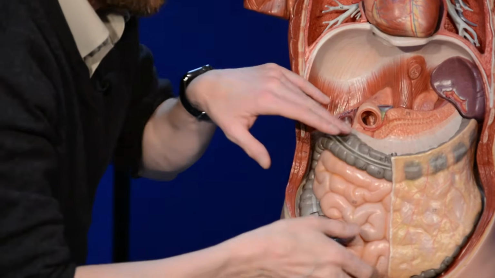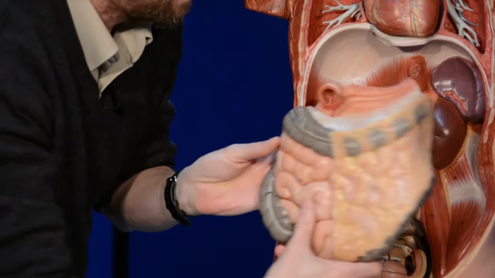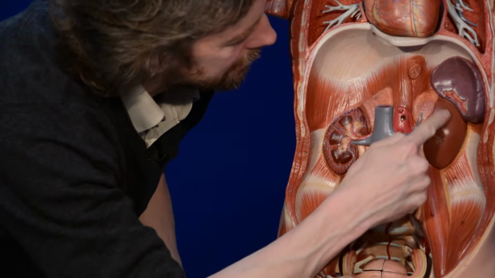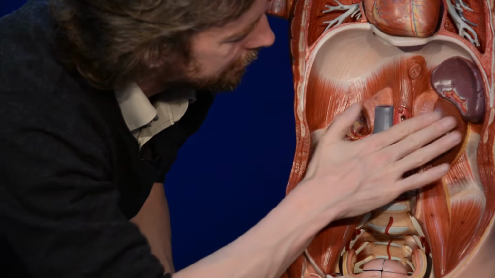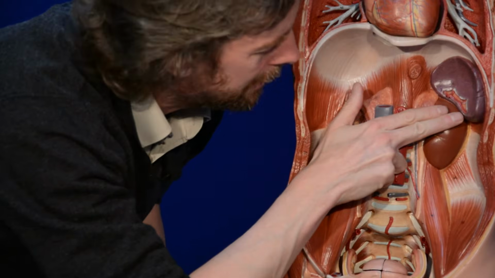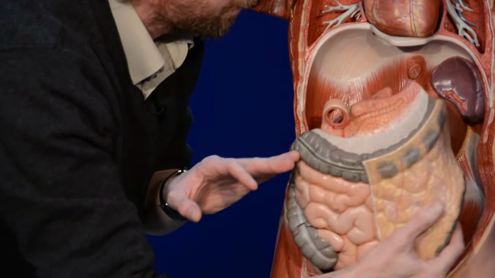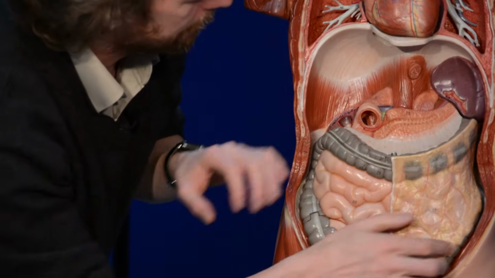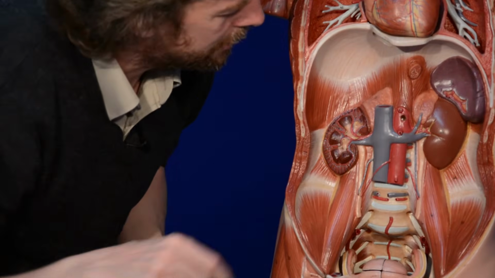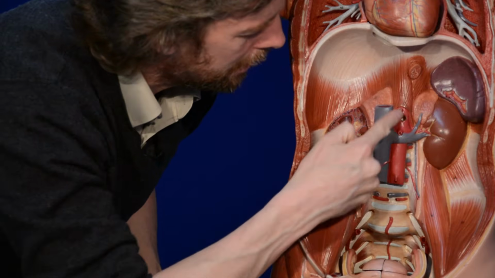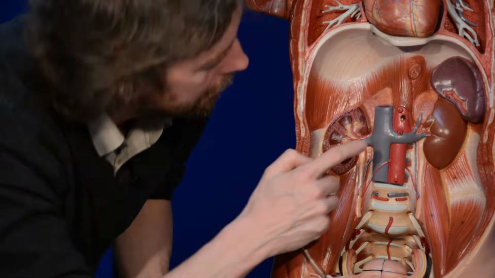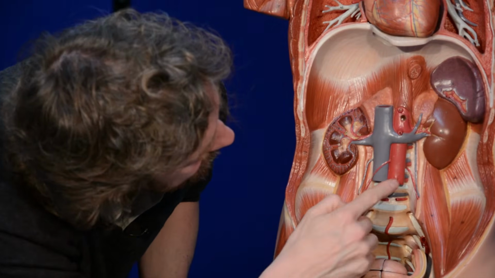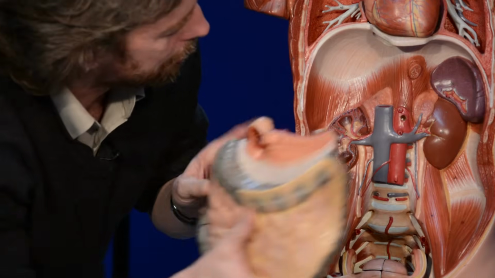If I take off the pancreas, look, here's the left kidney, and there's the left adrenal gland. So the pancreas is cutting across the upper half of the left kidney, isn't it? And notice here we've got the abdominal aorta and the inferior vena cava, and these are the branches: there's the celiac trunk, the superior mesenteric artery, and the inferior mesenteric artery. So the pancreas is overlying all of that stuff.